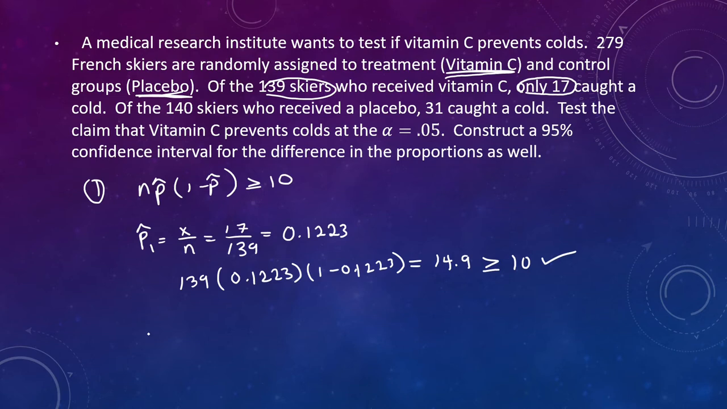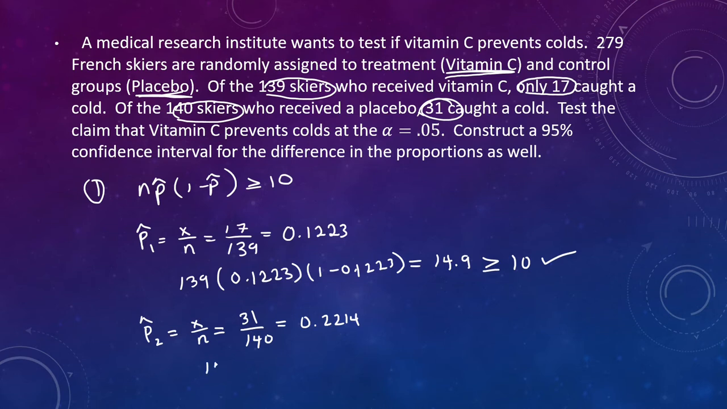Now we'll check the condition for the second group. P hat for the second group is still x over n, the number of successes divided by the sample size. In this case, we have 31 people caught a cold out of 140 skiers. So that's 31 out of 140. And that simplifies to 0.2214.